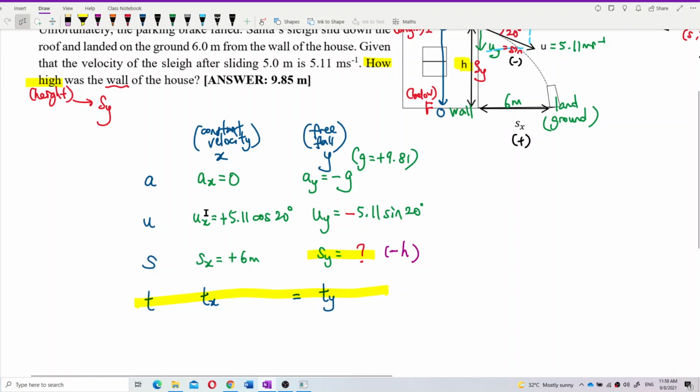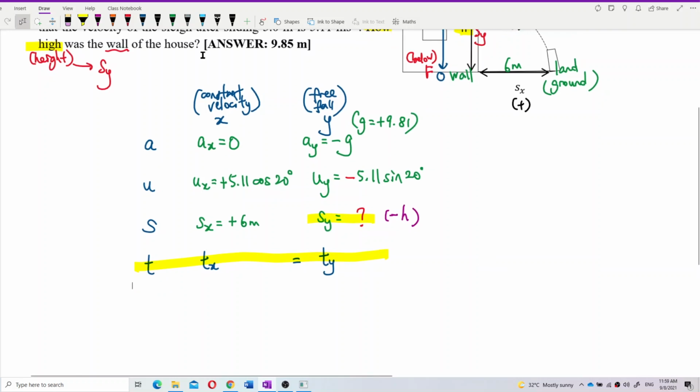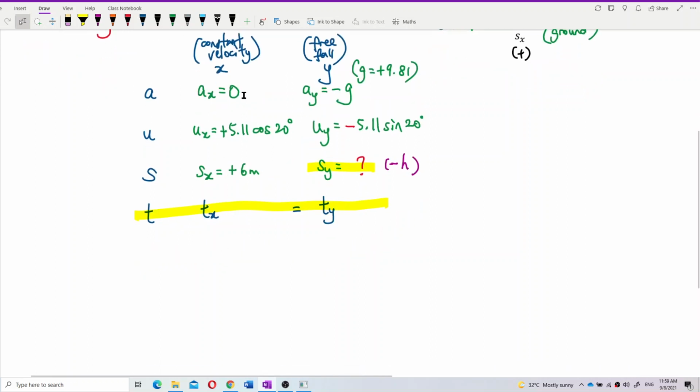Okay, now let us find out. Yeah, so we cannot begin from y component, we need to begin from x component. So let's begin with x component. Let's do the x component. Now x component use what formula? SUVAT. Again, SUVAT, which is S equal to ut plus half at square.